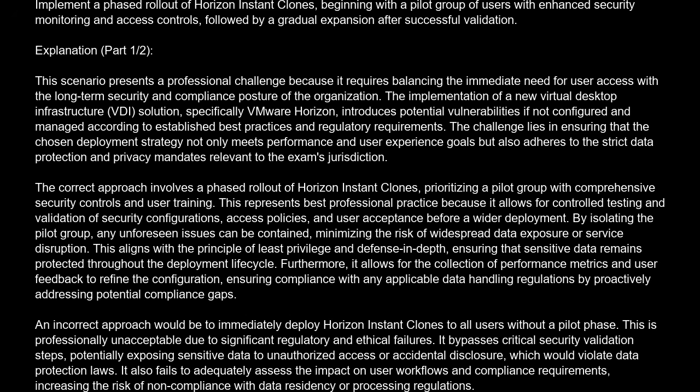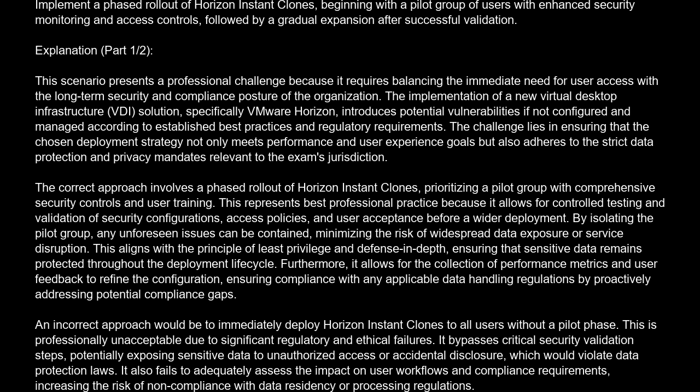Correct answer is B. Implement a phased rollout of Horizon Instant Clones, beginning with a pilot group of users with enhanced security monitoring and access controls, followed by a gradual expansion after successful validation. Explanation: this scenario presents a professional challenge because it requires balancing the immediate need for user access with the long-term security and compliance posture of the organization.